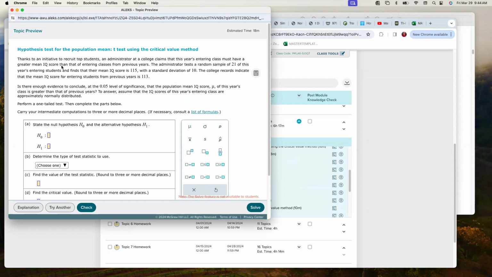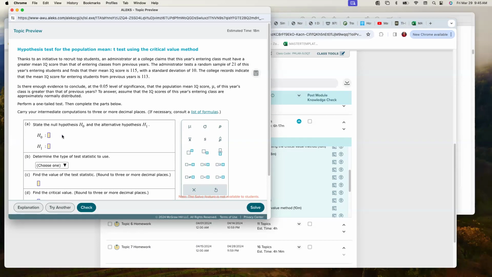Scenario here. You always want to orient yourself here. So excuse my reading, but you can stop it and read it if you want. Thanks to an initiative to recruit top students, the administrator of the college claims this year's entering class must have greater mean IQ scores than that of the previous years. So they randomly select 21 people, and they found that the mean is 115 and the standard deviation is 10. Okay, so that's for my sample, and the previous year was 113.